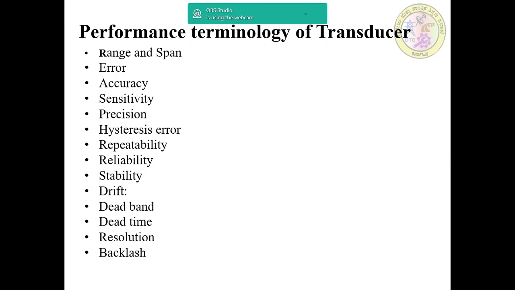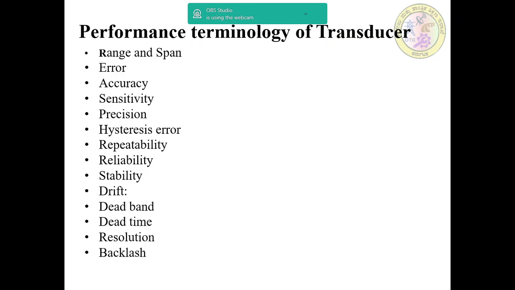Repeatability, as the name indicates, is the ability of a transducer to give the same output for repeated applications of the same input value. Next, reliability. The reliability of a system is defined as the probability that it will perform its assigned functions for a specific period of time under given conditions. That is nothing but reliability.